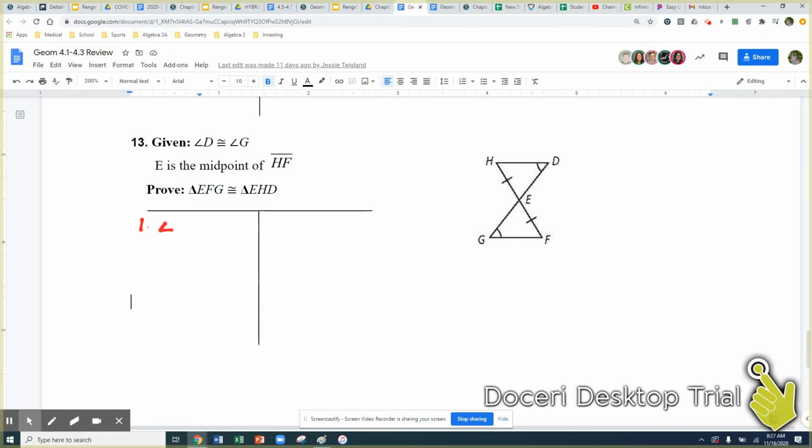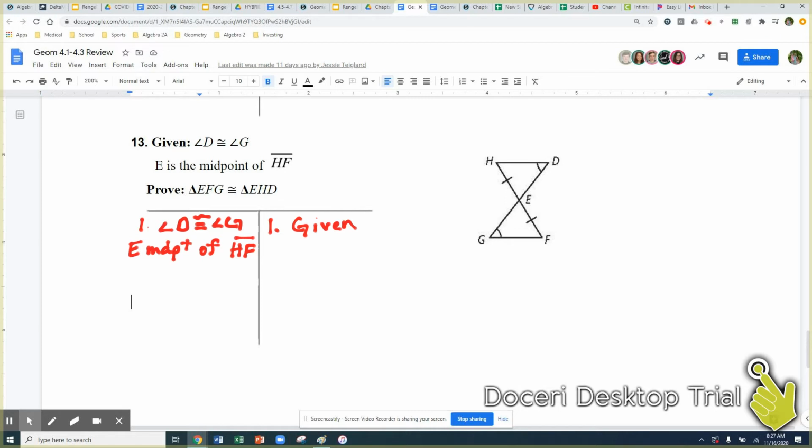So number one, we start with angle D is congruent to angle G. And secondly, we're going to say E is the midpoint, and I'm going to abbreviate this: E is midpoint of segment HF. So there's my two pieces of given information, and the reason is only given. So every time we start a proof, we're going to start with our given. Our reason is going to be given, and then we're going to start on our way.